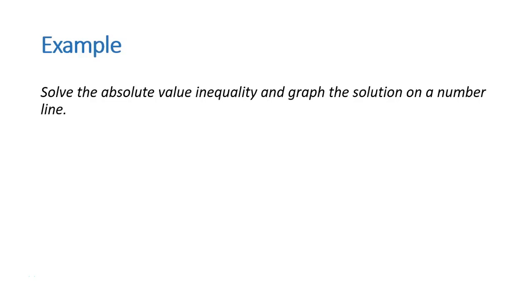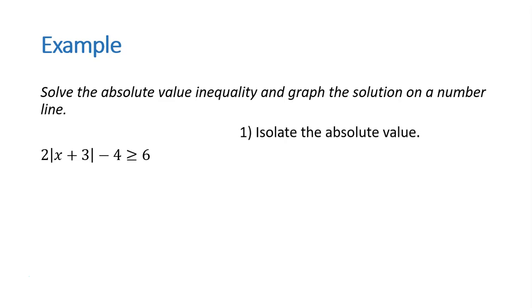So now let's look at a couple more complicated examples. So again, we want to solve and graph. So we have 2 times the absolute value of x plus 3 minus 4 is greater than or equal to 6. Just like with any other problem, we follow the same series of steps. So we need to isolate our absolute value. In this case, we've got that negative 4 and we have a 2. Got to add 4 to both sides and then divide by 2 on both sides. So our isolated absolute value inequality is the absolute value of x plus 3 is greater than or equal to 5.